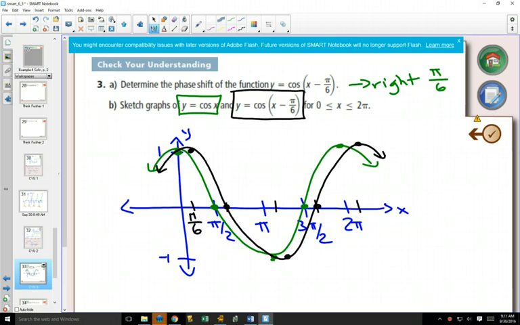And all you have to do for labeling is label your first shift pi over 6, and then everything else will be obvious from there. So we graphed our original function of cos, and then we shifted everything pi over 6 to the right. All right, now that we've done our shifts, you could do the rest of question 3.